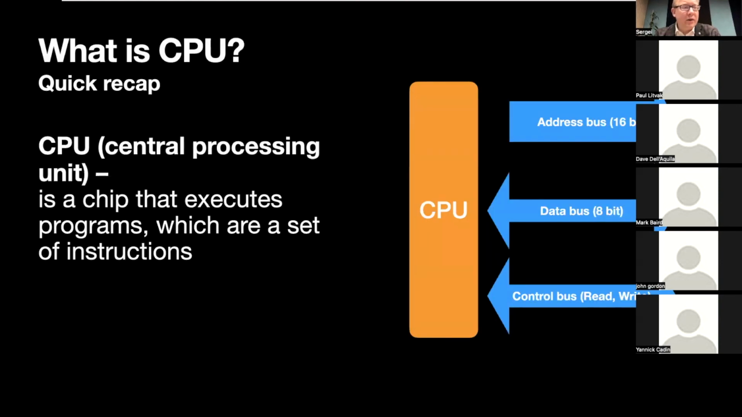Okay, a quick recap: what is a CPU? It is very simple. We can say a CPU is some chip, some piece of hardware that executes programs. And what is a program? A program is a set of instructions for this CPU.